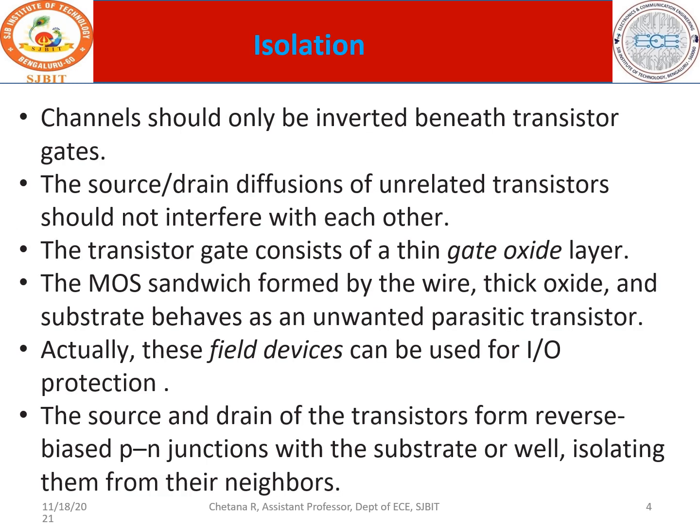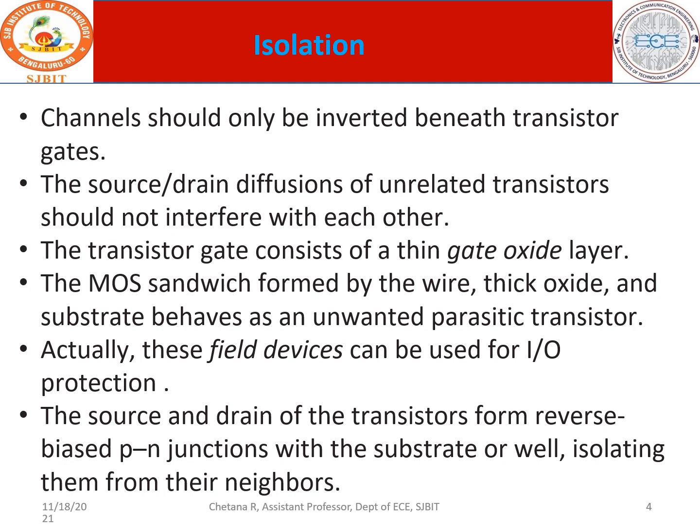So in continuation with the different techniques, we will go ahead with isolation. As the name suggests, isolation is you have to separate them out. They shouldn't be together. Therefore, the channels should only be inverted beneath transistor gates. Ideally, there is a channel in between, and on either side you have the source and the drain terminal, and they should be isolated before the channel is being created. Once the channel is created, the isolation will no more exist. So, the channel is created beneath the gate.